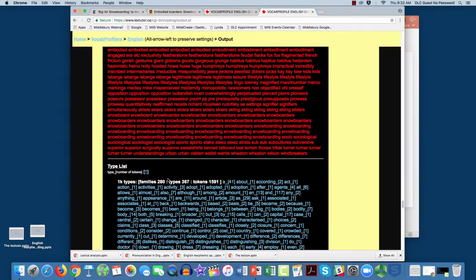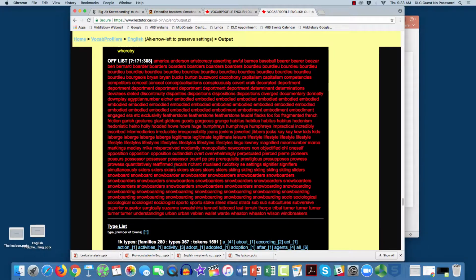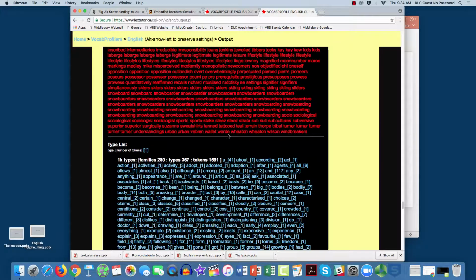And then these are words which are so infrequent that they don't even make the academic word list. The academic word list was made from compiling lots of different academic fields together, whereas in this one we see lots of snowboarding, obviously, but also words like bourgeois, aristocracy, deportment, embodied, embodiment, which are going to be specific to one particular academic field.